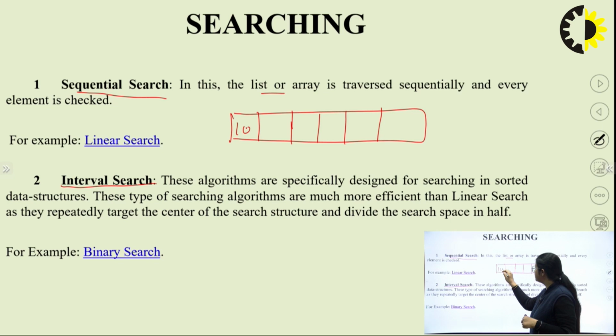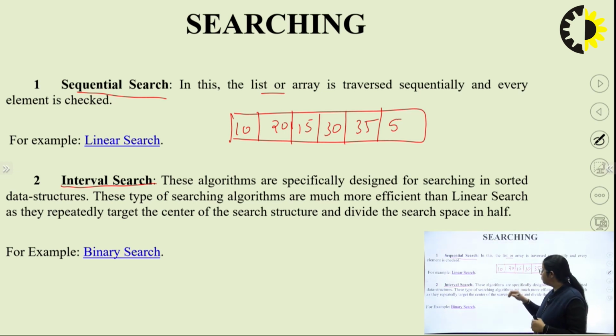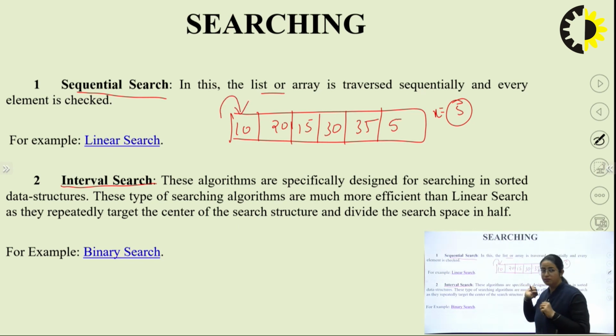In this we have some elements: 10, 20, 15, 30, 35 and 5. These are the elements in the array. When we call the searching sequential, that means we are traversing each element one by one. Like we want to search for element number 5. This is the element X we want to search. For searching this element, what do we have to do? We have to start searching from here, sequentially traversing, that means we have to traverse each position.